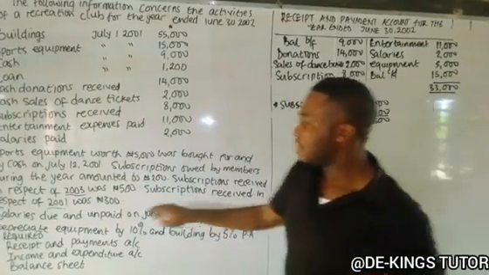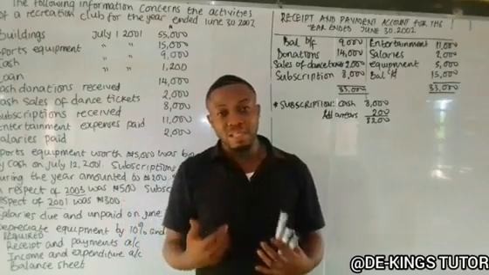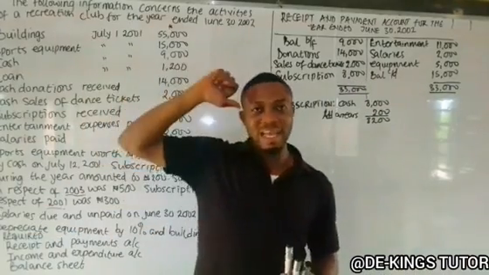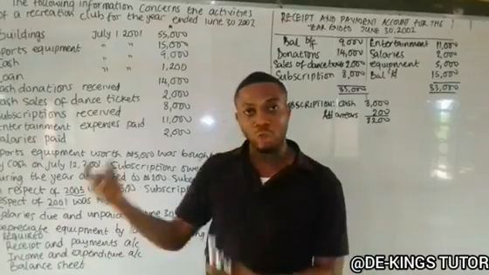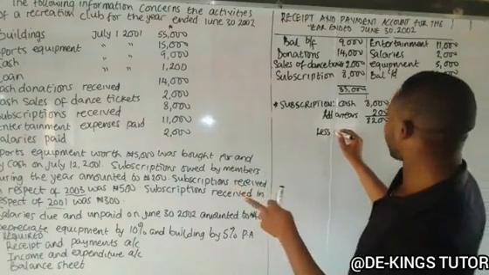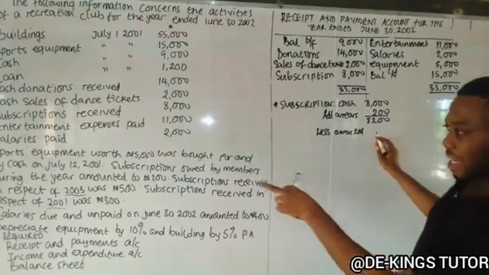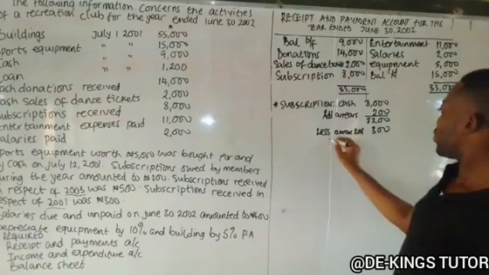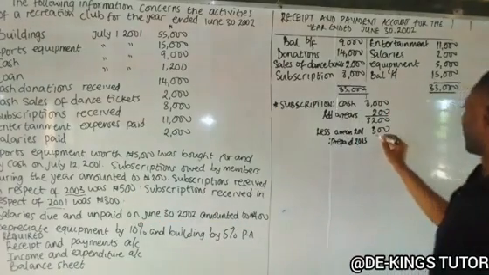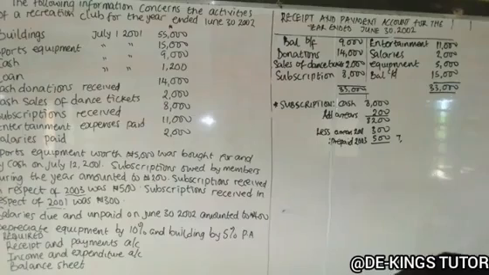And also they say subscription received in respect of 2001 was 300. So there are some persons that were owing from the previous year that they paid. Since it was arrears as at that year, it means we might have recorded that. So we are going to also deduct the amount. So the two items we will deduct: arrears for 2001, which is 300, and also prepaid, they paid in advance for 2003, which is 500. So 8,200 minus this will give us 7,400.